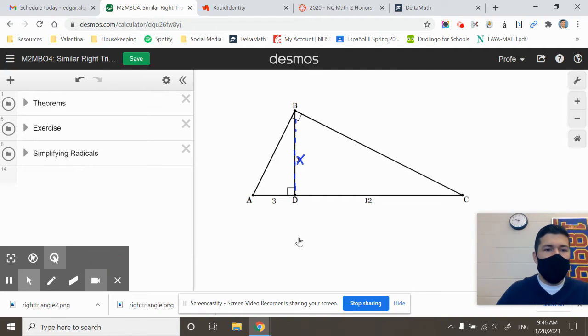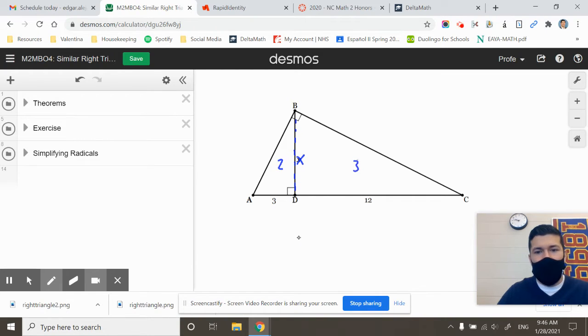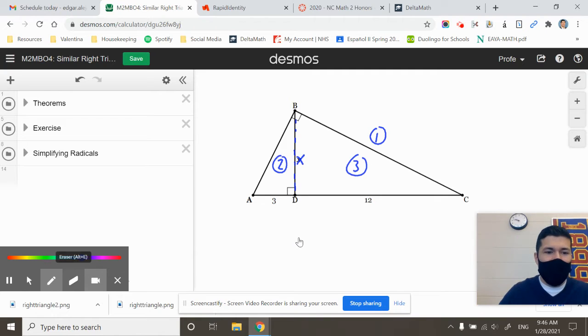A couple things to discover is that what really happens when you draw this altitude is we end up having not just one large triangle, but we actually have a second triangle right here and a third triangle right here. The first triangle is the large outline of it, but we have 3 total right triangles, and you can see that all 3 of them are right triangles.